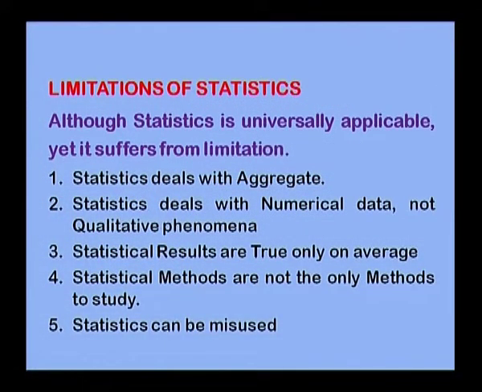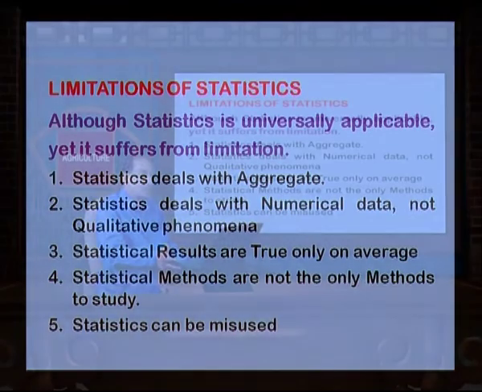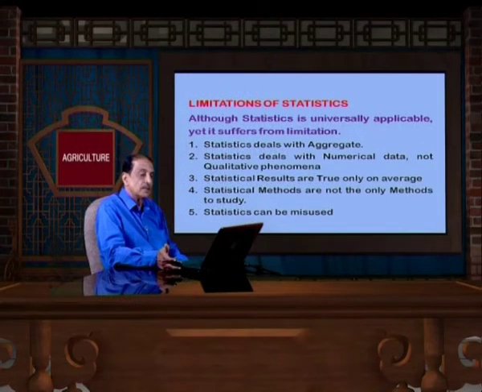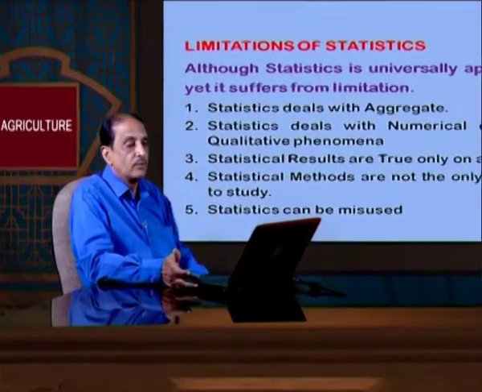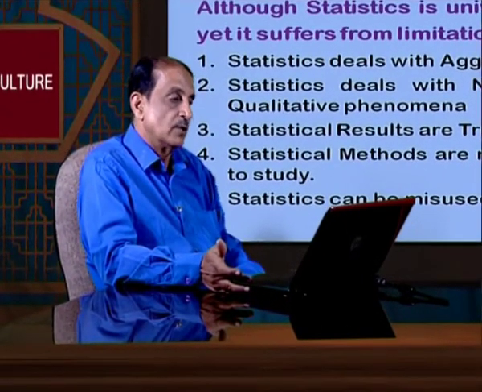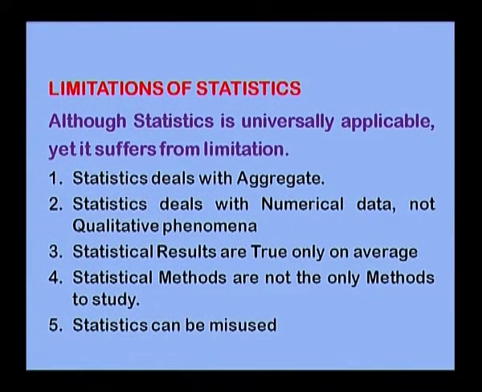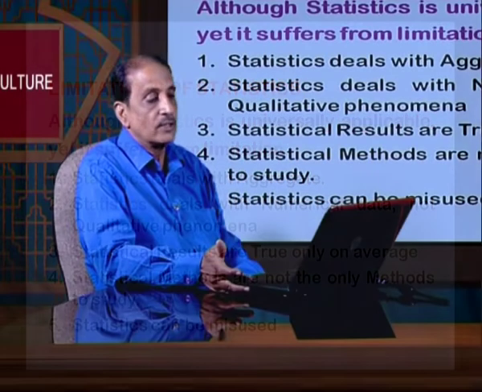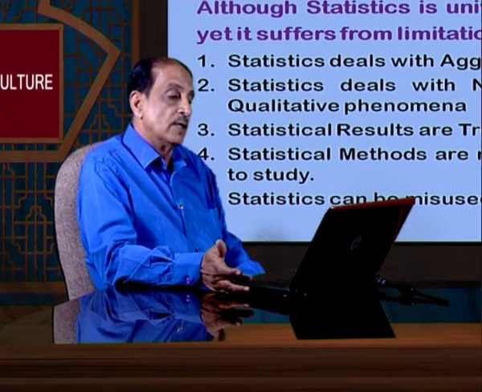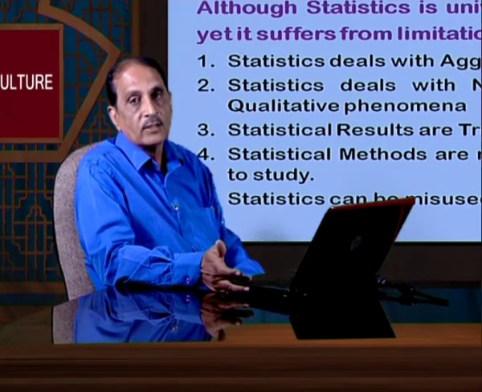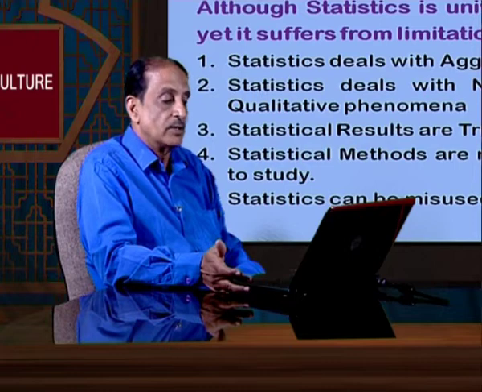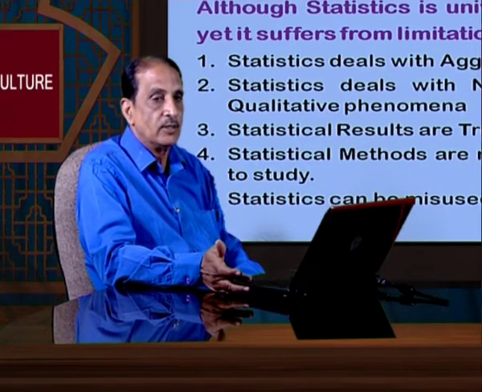Although statistics is universally applicable, yet it suffers from some limitations. The first is, statistics deals with aggregates. Definitely, as we have discussed, the information so collected is always in aggregate, because simple and single information will not provide any useful information. Therefore, this is one of the limitations of statistics. And second is, statistics deals with numerical data, not qualitative phenomena. Statistics is restricted to numerical data. If we want to study blindness, beauty, honesty, that cannot be studied with the help of the different statistical methods and tools.